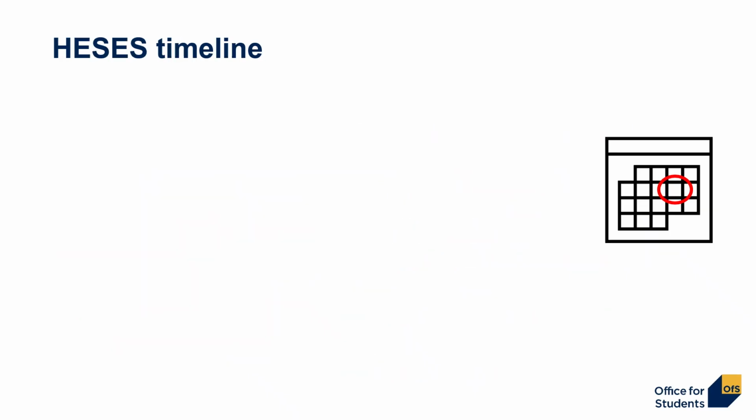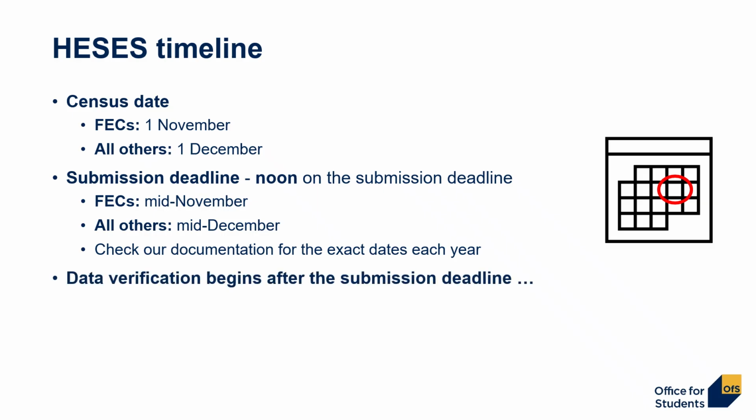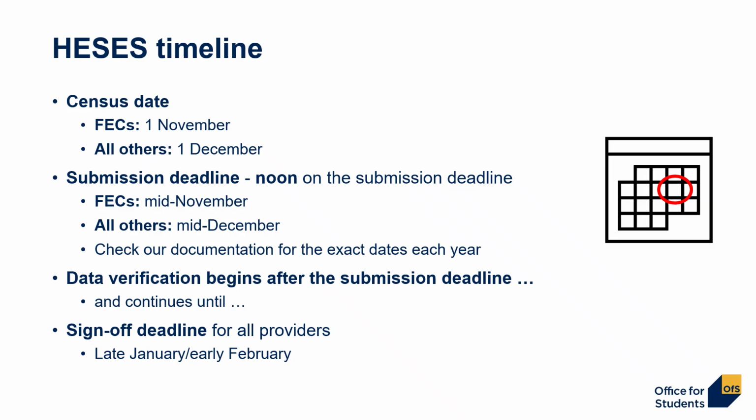We've already seen that the census date is either the 1st of November for further education and sixth form colleges and academies, or the 1st of December for everybody else, and likewise the submission deadline is noon on the appropriate date, either in the middle of November or December. And as before, please check our documentation for the exact dates each year. Data verification for each group of providers begins after the associated submission deadline, and it continues until the final sign-off deadline for all providers, which is in late January or early February, again depending on how the calendar falls.